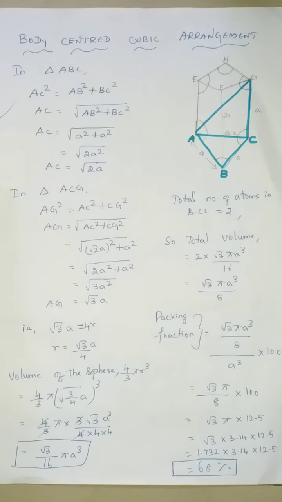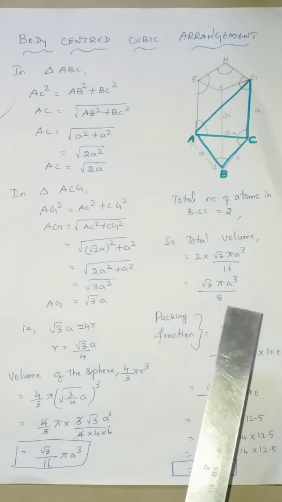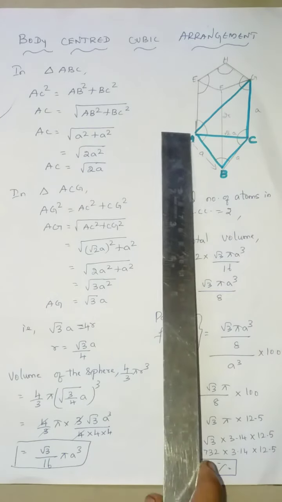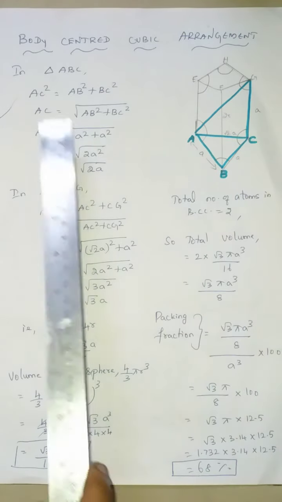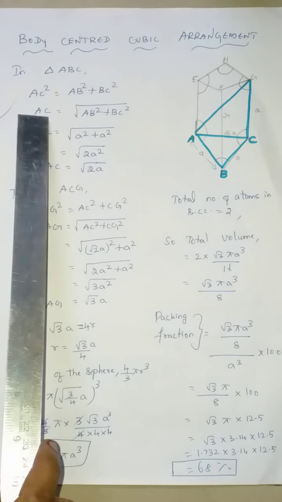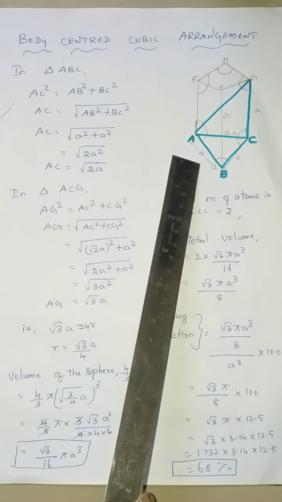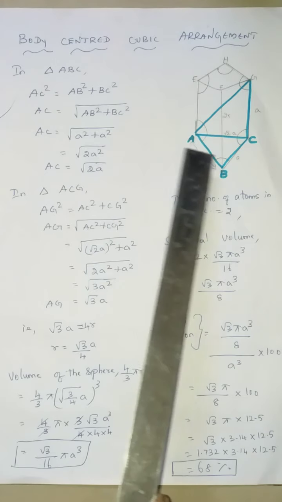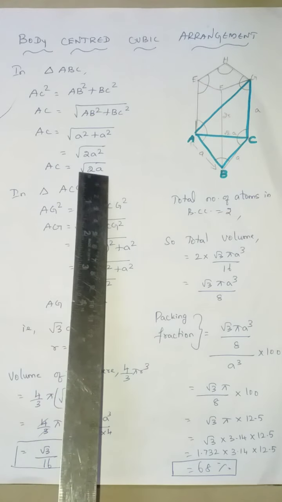This is the second question. How will you calculate the packing efficiency of a body centered cubic arrangement? Very important question. It's a book back question. It's an important detail also. So in triangle ABC, considering it's a cube, AC squared equal to AB squared plus BC squared. So by using the Pythagoras theorem, AC equal to square root of AB squared plus BC squared. In each side the edge length is equal to a. Therefore AC equal to root of a squared plus a squared. Then we get AC equal to root 2 a.